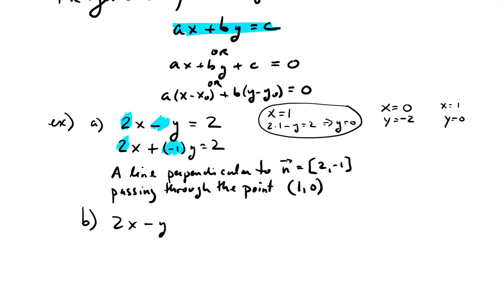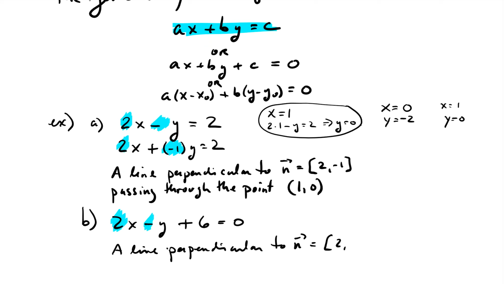If I have 2x minus y plus 6 equals 0, okay, that's still a line perpendicular to what? Well, I look at the coefficients of x and y, 2 and minus 1. But again, any scalar multiple of that would work. And then passing through, well, I just have to play the same game as before. Assign a value for x and solve for y.